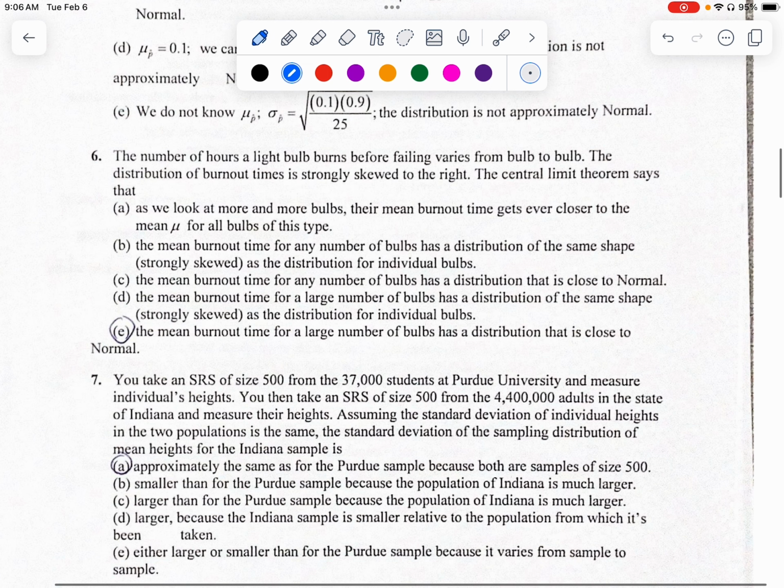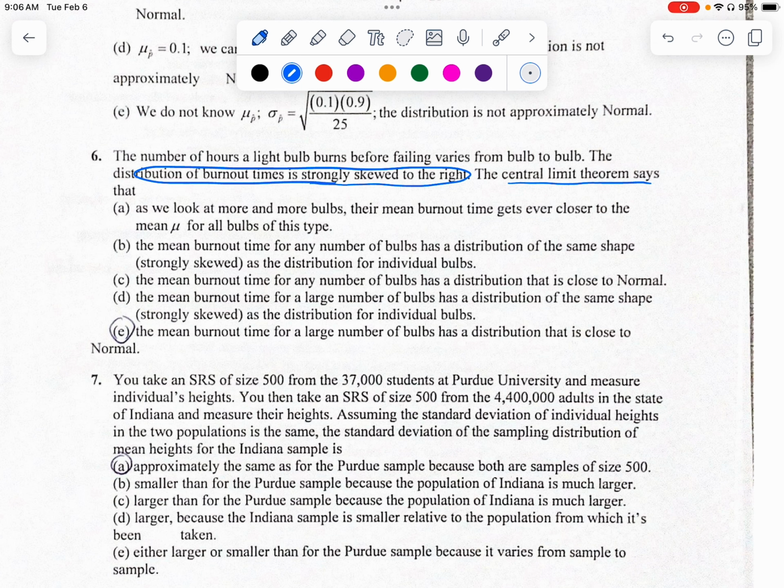Number 6, the central limit theorem says what? I mean, the light bulb stuff is great. It does say that the population is skewed right, okay? But the central limit theorem says if you have a large number of bulbs in your sample, it will be close to normal. The larger and larger the sample gets, it will get closer and closer to normal, okay? And it doesn't matter that it was skewed to begin with, okay?